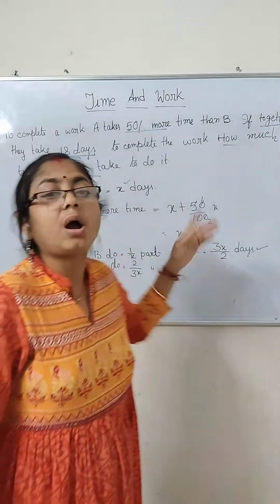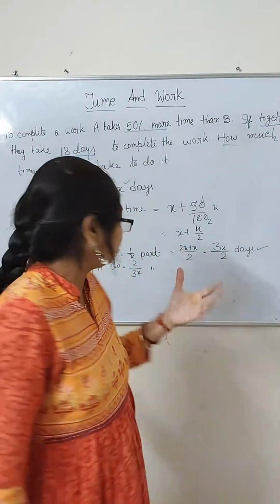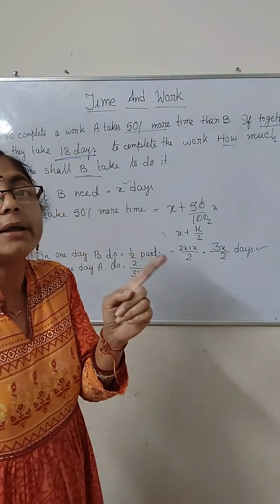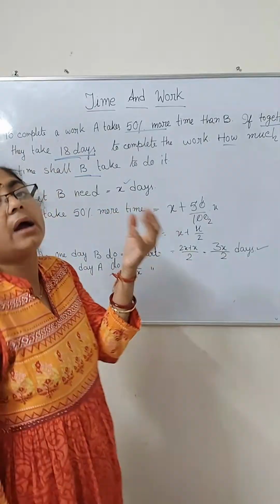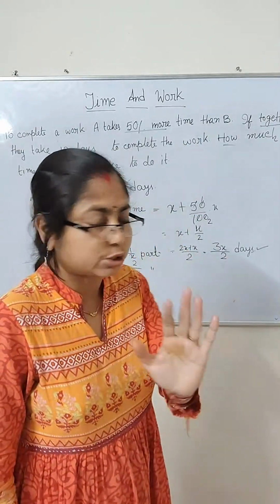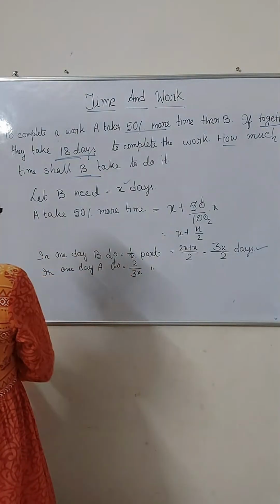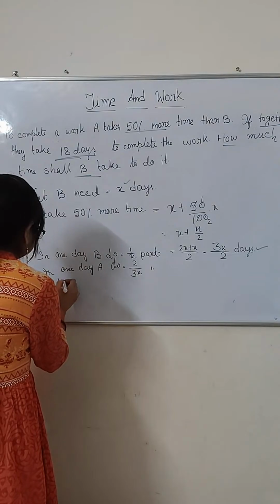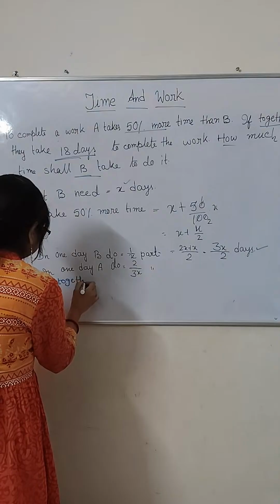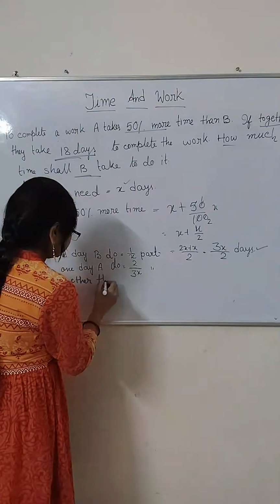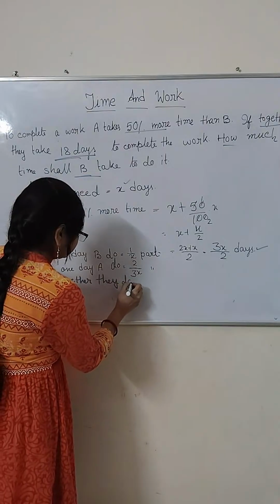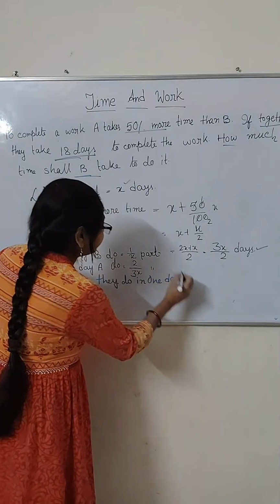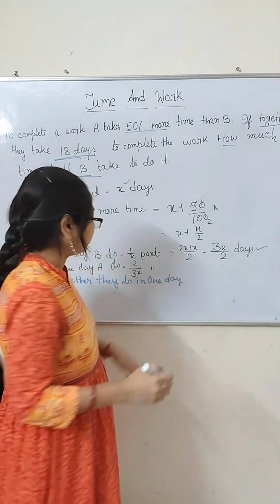I converted into 1 day how many part they can do. I find out 1 by x and 2 by 3x. Okay. Now altogether how many days? 1 day how many part they can do. First find out this part. What I am telling? A part and B part addition.